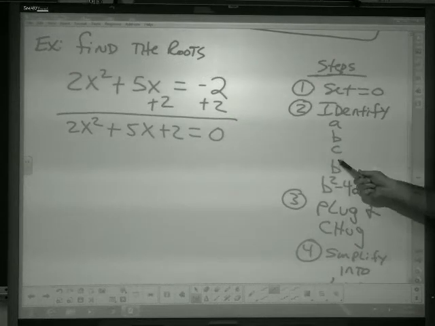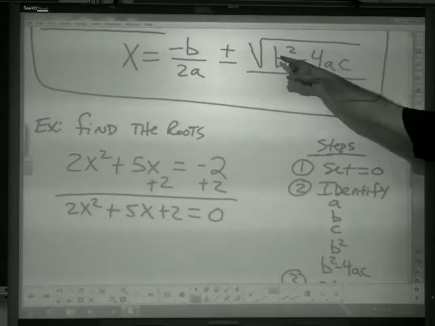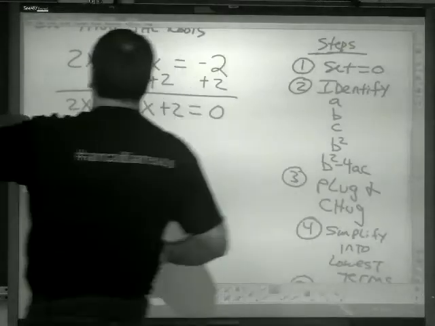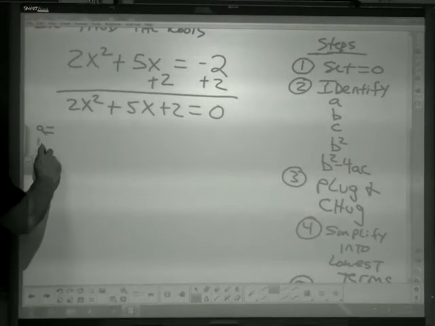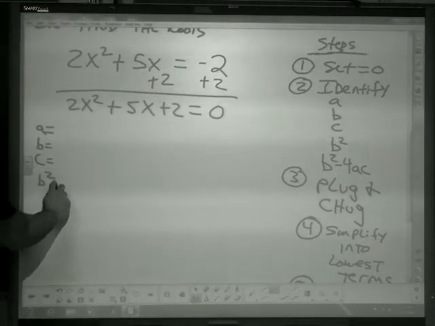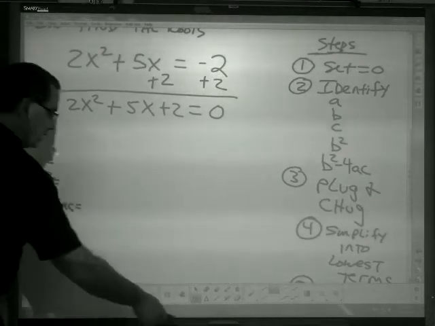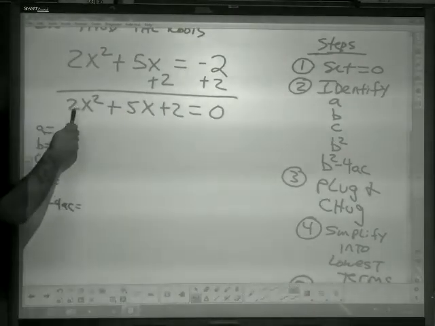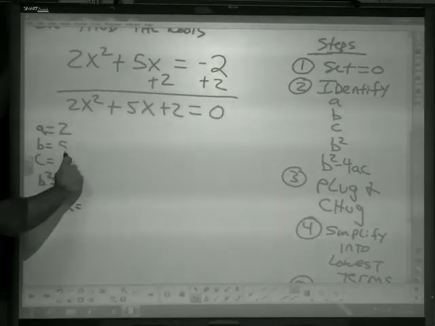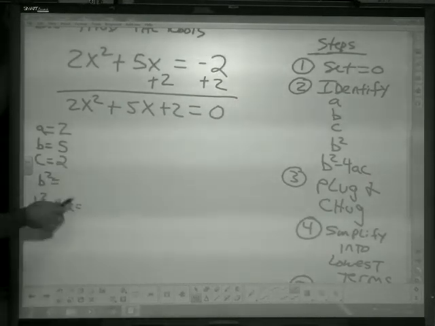And then we're going to square the B part, and then we're going to calculate all that little bit that's under this when we do it. Okay? So, off to the side, you're going to write A equals, B equals, C equals, B squared equals, and B squared minus 4AC equals. And now let's identify. Again, here's the A. B, positive 5. If it's positive, I don't really need the plus sign there. C, positive 2.